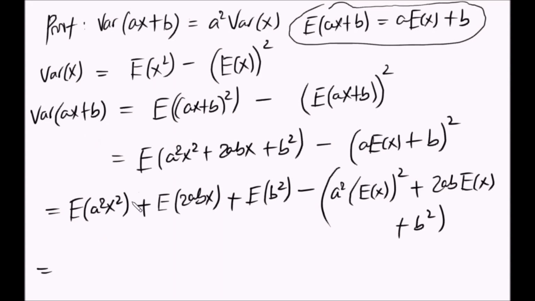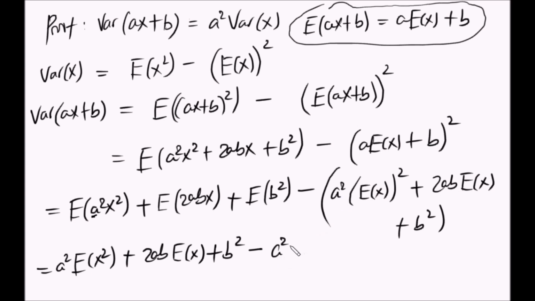So itakuwaje hapa now, a square ni constant, toa nje, unakuwa na hivi, jumlisha 2ab ni constant, toa nje, unakuwa na hivi, alafu expectation of constant ni hiyo constant, hivi, minus, so hapa tutakuwa tuna a squared, and then expectation of x, yote squared, and then minus again, kwa sababu minus na plus ni minus. Hapa tutakuwa tuna 2ab again, expectation of x, alafu minus again, huyu hapa nani? B squared. Yeah, so you can see b squared na b squared wanaondoka.